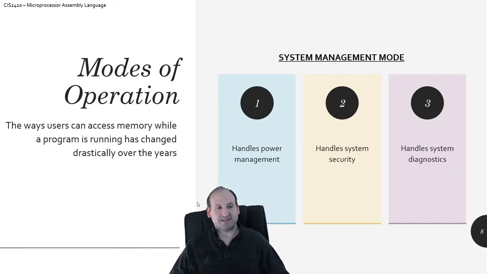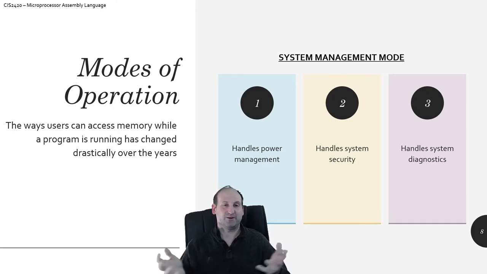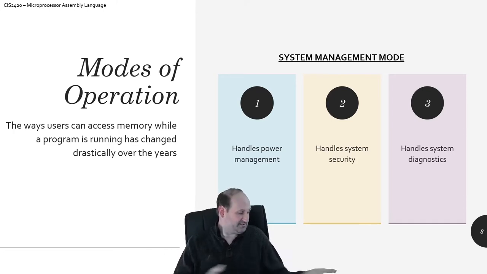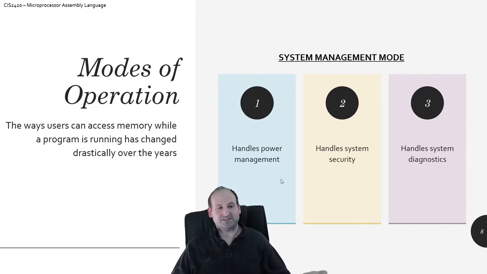And then system management mode. The computer didn't always turn off. If I just go over and say, hey computer, go to taskbar, shut off. Back in the Windows 95 era, especially when I first started, you would see that screen that said it is now safe to turn off your computer. Because it couldn't do it automatically, you had to physically press that button. So power management, security management, diagnostic management.